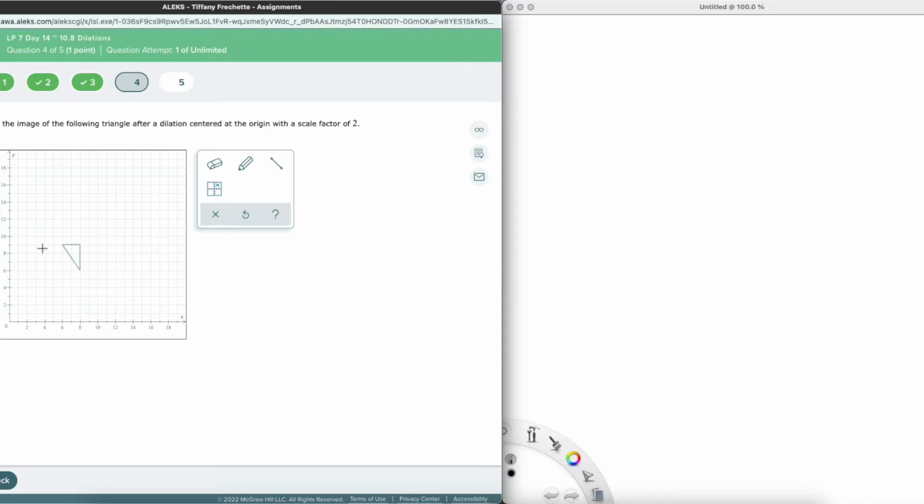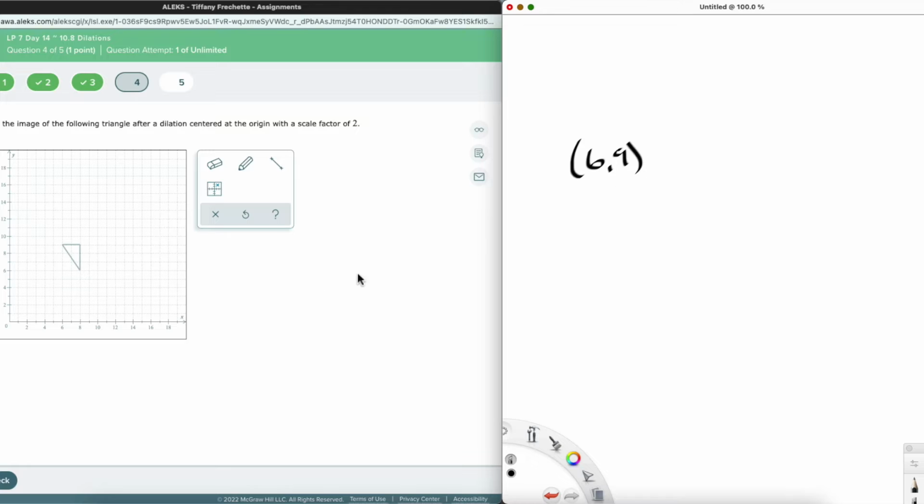So I need to know the coordinates. So this is 6 and 9. And this guy is 8 and 6. And then this guy up here, and I'll draw our little triangle. Not doing a very good job, but close enough. This guy up here is 8 and 9 again.